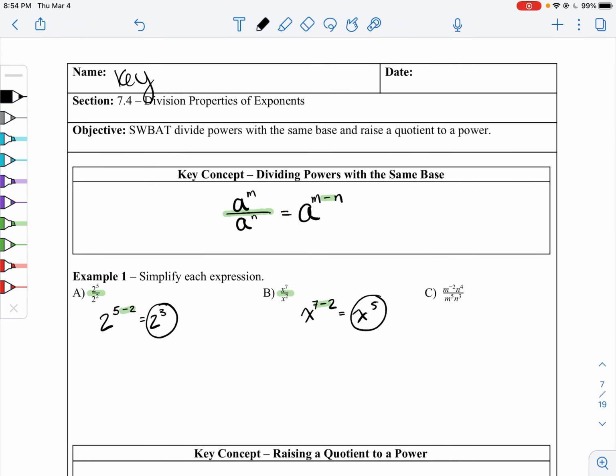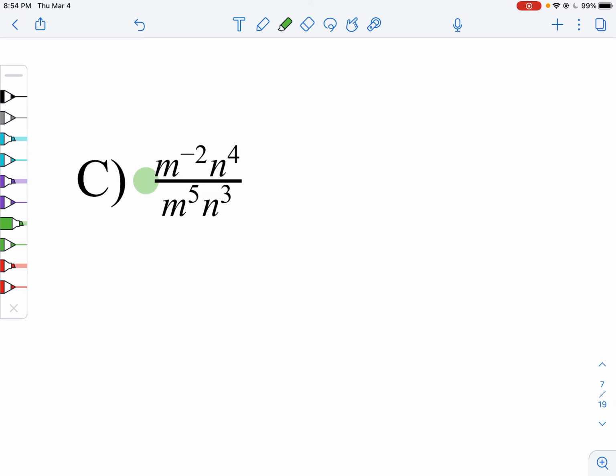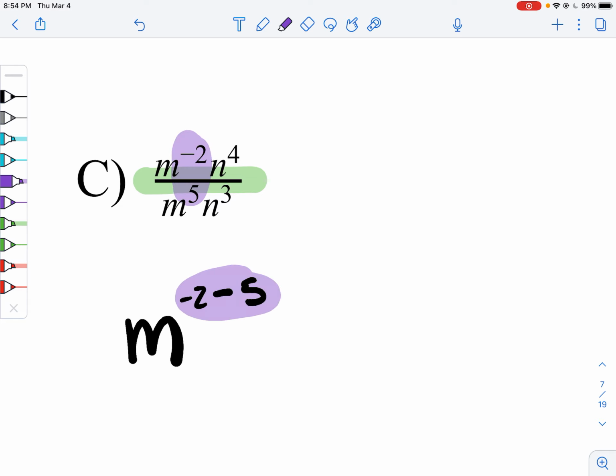Cool. Now it's time to add some spice. Look at this minus sign. Shoot, I gave it away. It's a divide sign, right? Just kidding. That's the same thing as m to the negative 2 minus 5th power, because we're going to sync up that m. Just think about it. Now we've got the 4 minus 3.